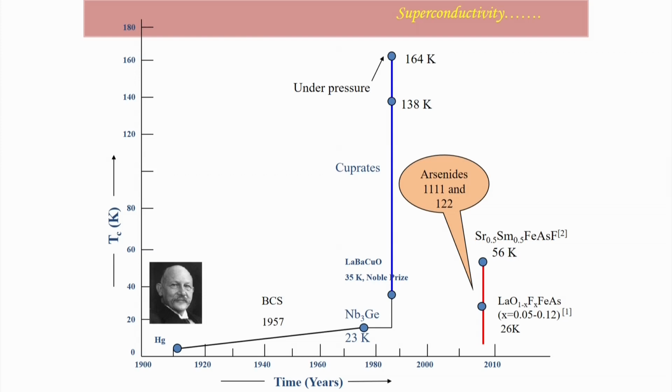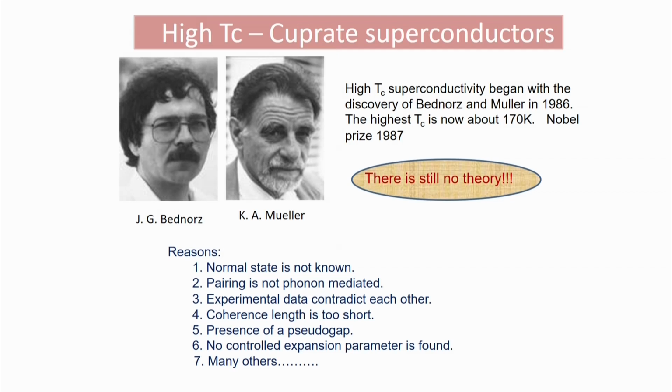This is how the transition temperature has increased since 1908. It was going fine till about 1986. This is where 1986 is, then it shot up and went all the way up to 164 Kelvin. There are arsenides which were discovered around this time. These high Tc superconductors were discovered by Bednorz and Muller, who got a Nobel Prize in 1987, and there is still no theory, for a number of reasons.